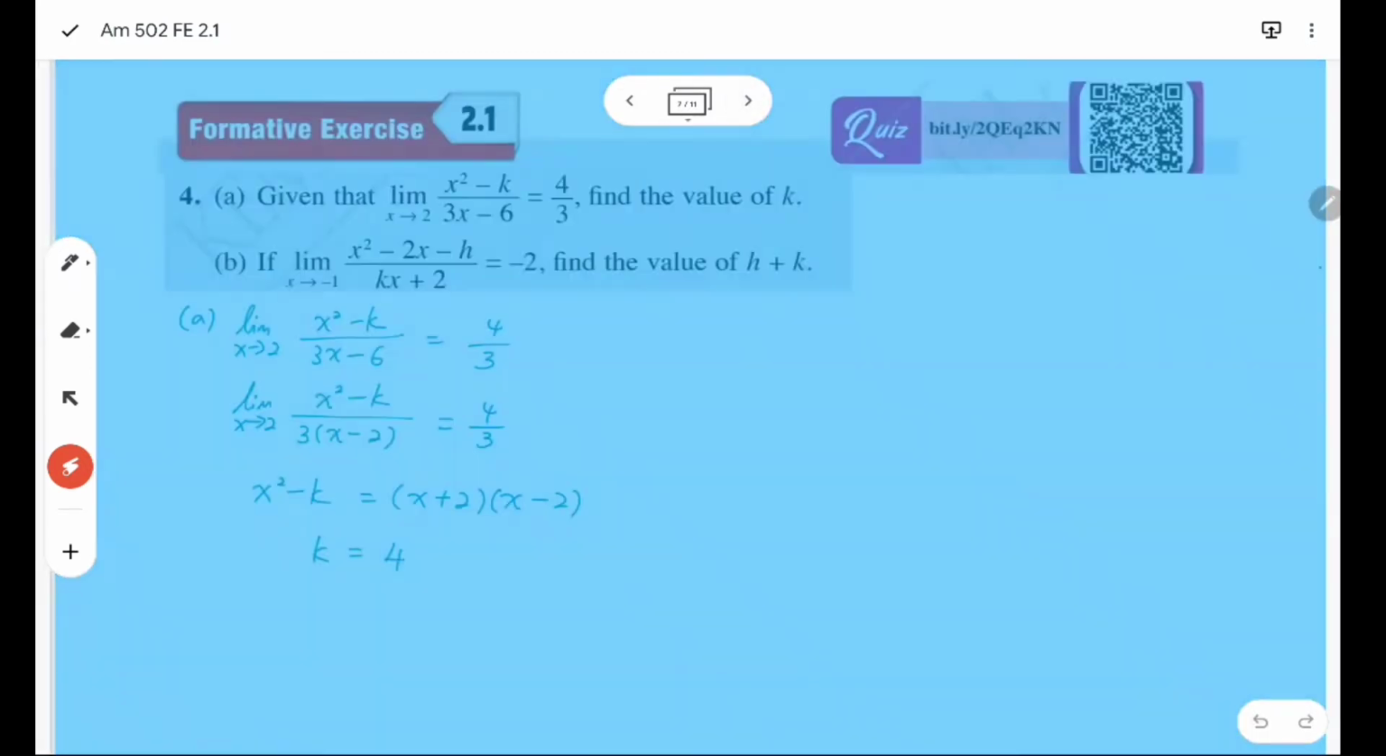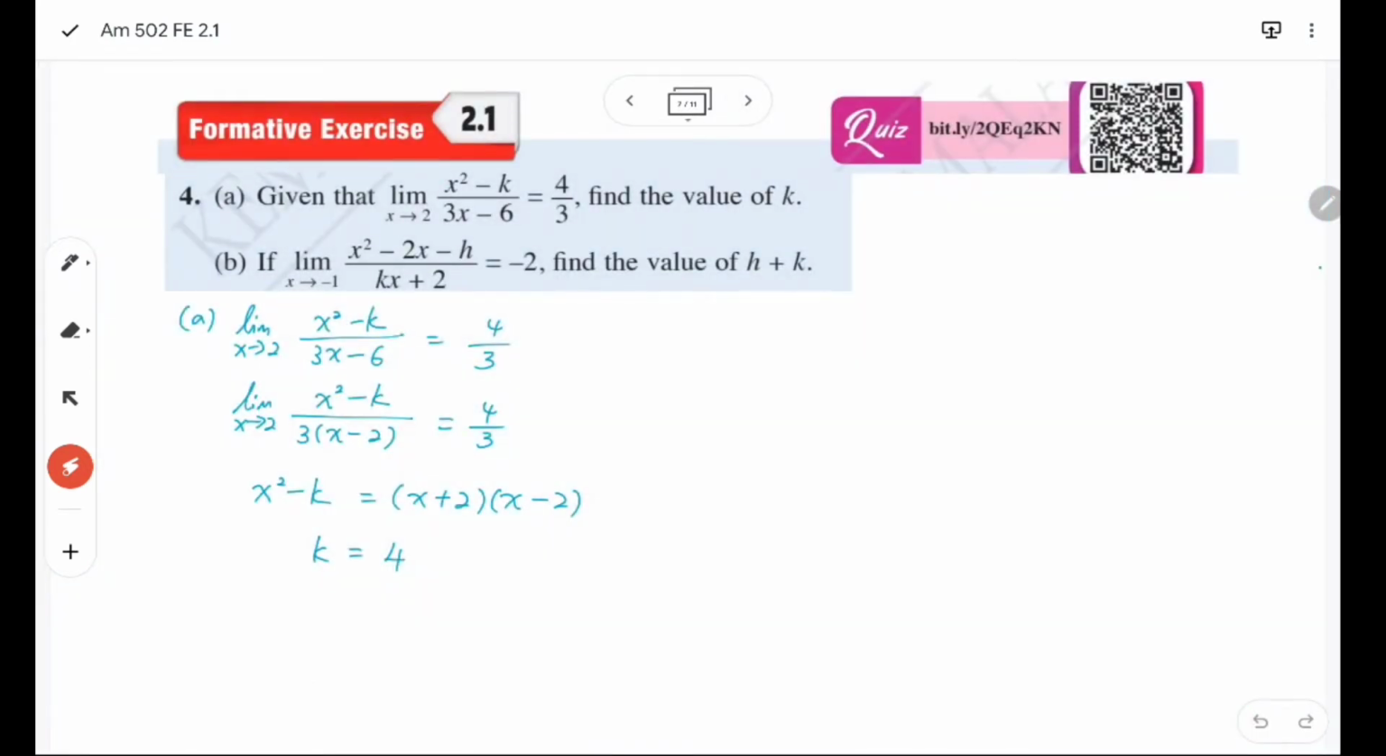Question number 4. It is given that limit of x squared minus k over 3x minus 6 when x tends to 2 equals to 4 over 3. Find the value of k.